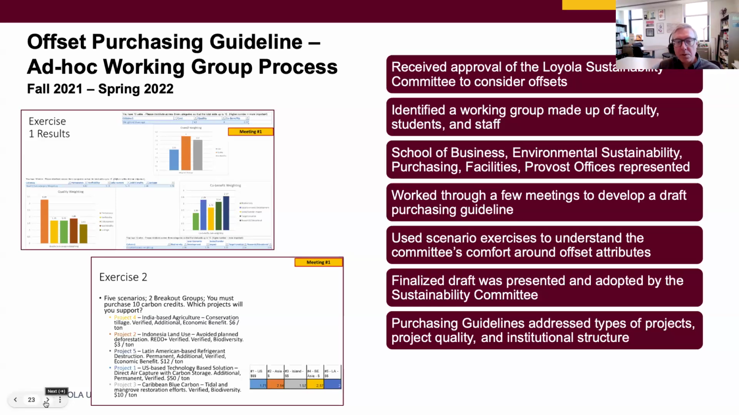But what we ended up developing from this was a set of what we called purchasing guidelines, which helped Loyola think about, helped us think about, okay, these are the kinds of projects, the kinds of priorities that our stakeholders would like to see valued. Next slide.